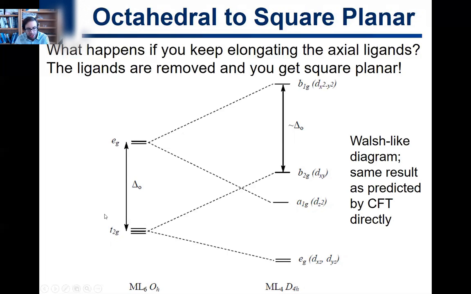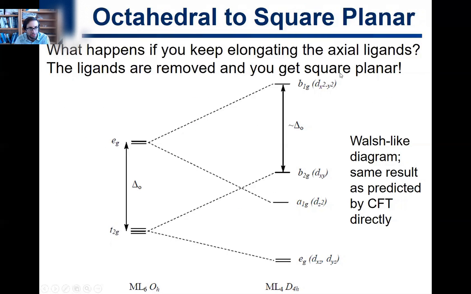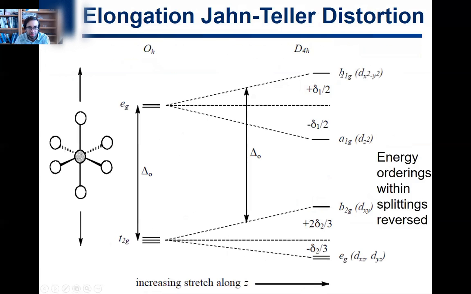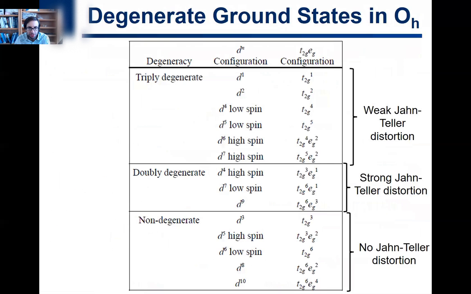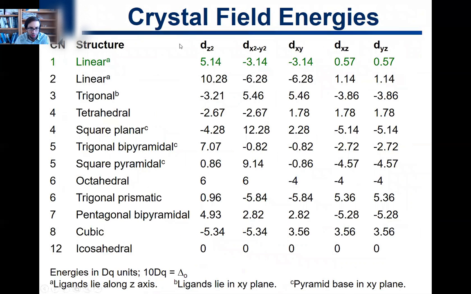We have two sides of the diagram, two different structures, and we're asking what happens to the energy of the different orbitals. And this is the same result that is predicted directly for square planar from CFT. If you go back and look at those CFT energetics, right? We could do that. And those CFT energetics are right here. So if we look at square planar, right, we have that x squared minus y squared being really high in energy. Again, it's the same pattern that we just derived from octahedral.